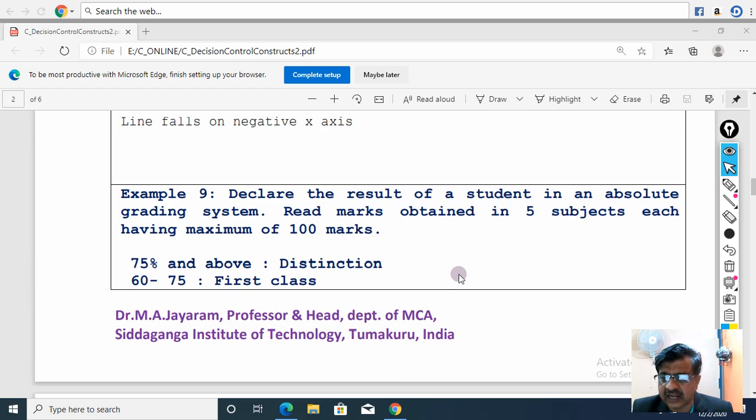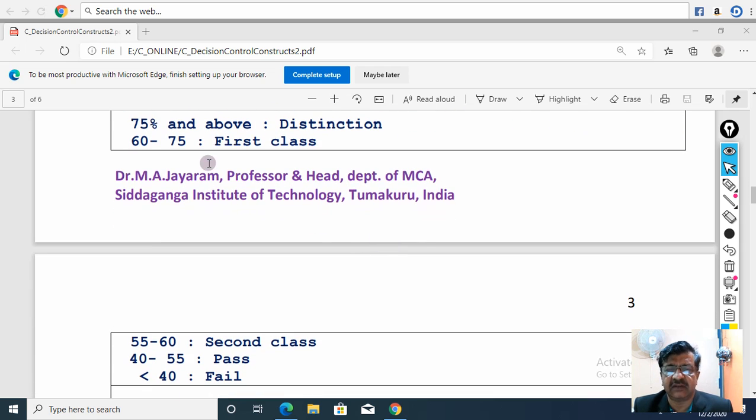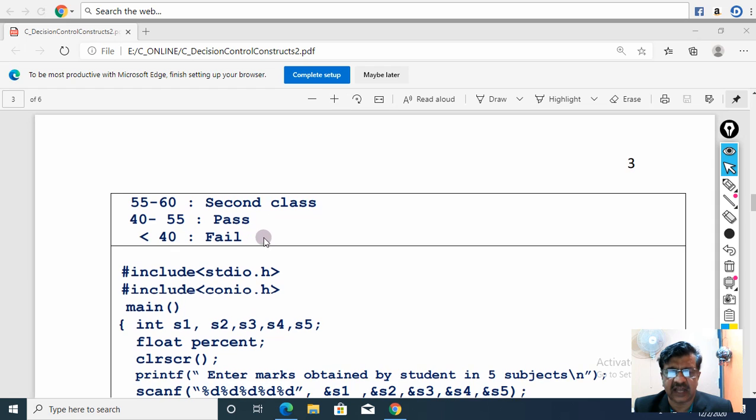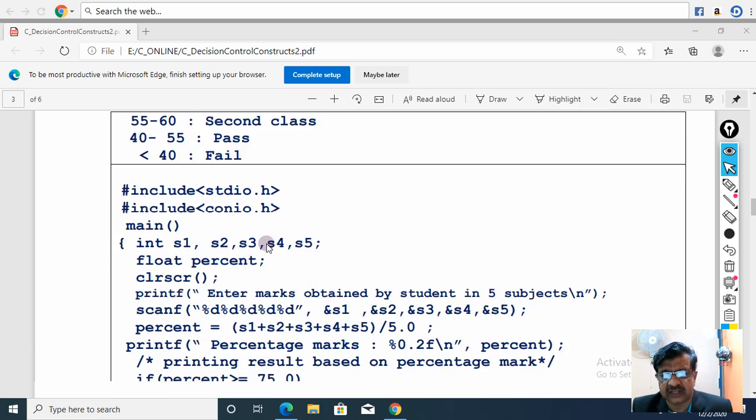Now, declare the result of a student in an absolute grading system. That is, the grading system is percentage based, that is aggregate based. Read marks obtained in 5 subjects, each having a maximum of 100 marks. So 75% and above is distinction, 60 to 75 is first class, 55% to 60% is second class, 40 to 55 is pass grade, and less than 40 marks is fail.